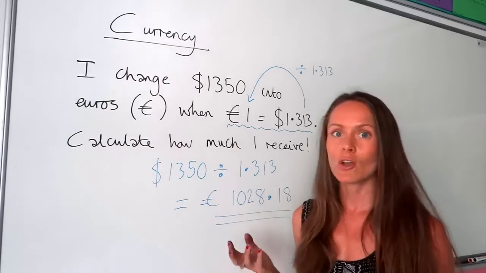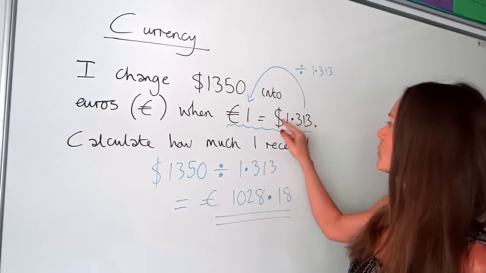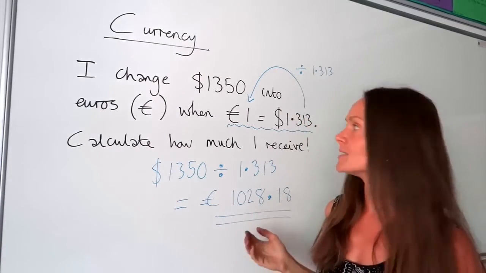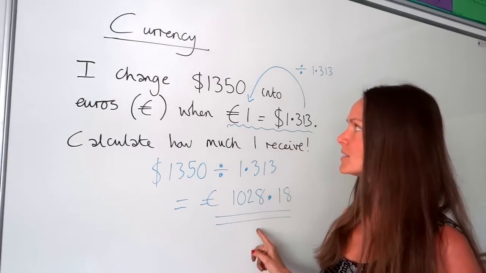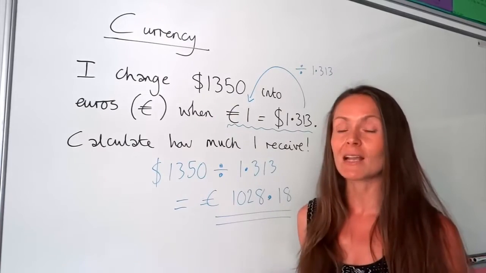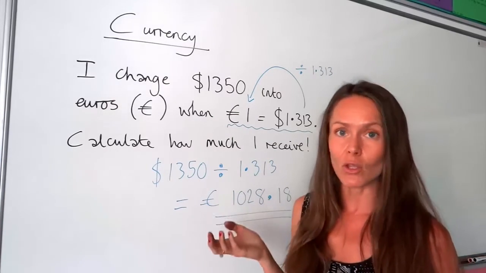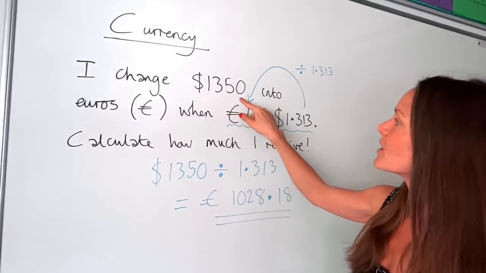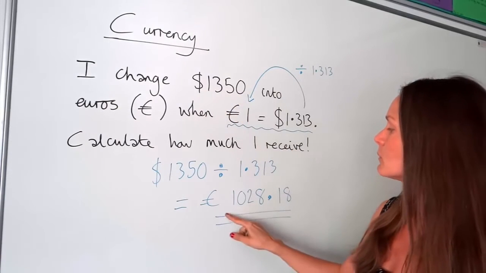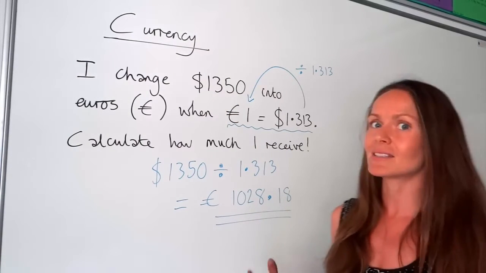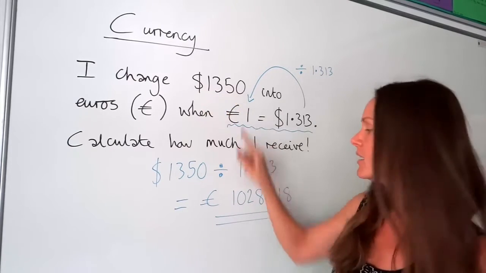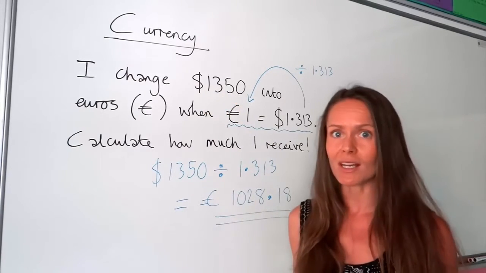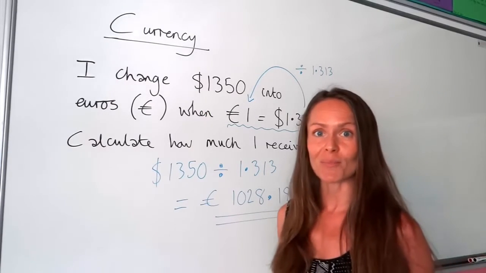Just as a little check, to make sure you've done it right, when you look at the currency exchange, notice how the number for dollars is greater than it is for euros. So when you compare your amount here with dollars, the dollars should be more than the euros. If I compare this number, 1,350, with 1,028, I can see clearly that yes, the dollars is a bigger number than for the euros. So I know I've done it correctly. Okay, let me do another one.